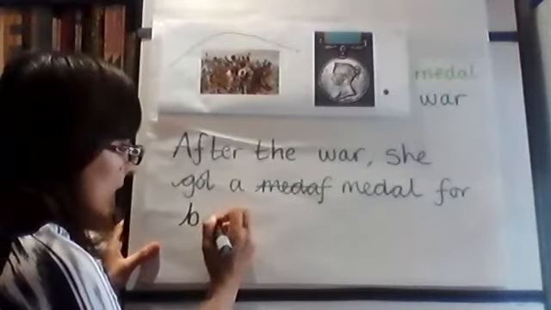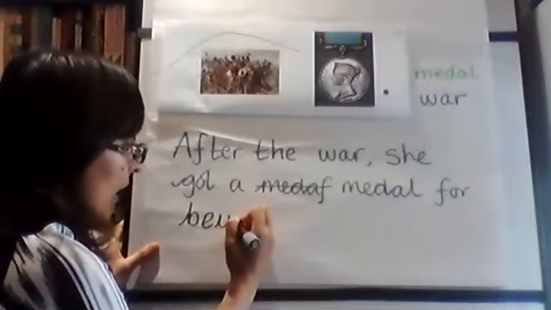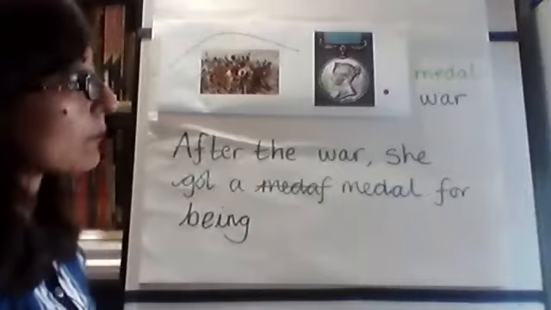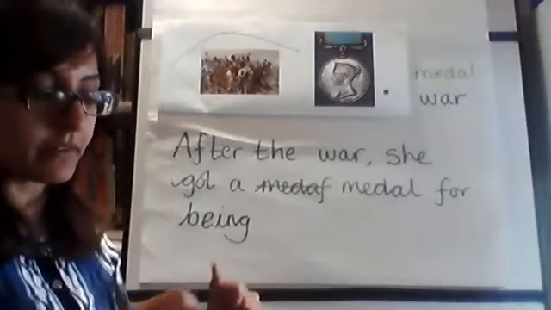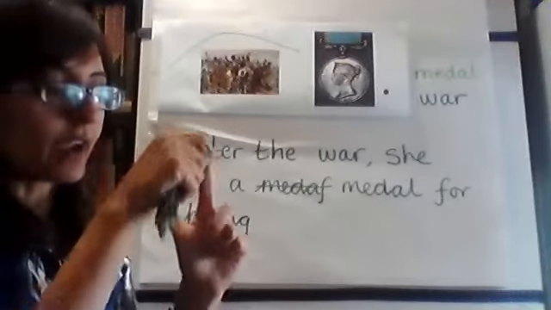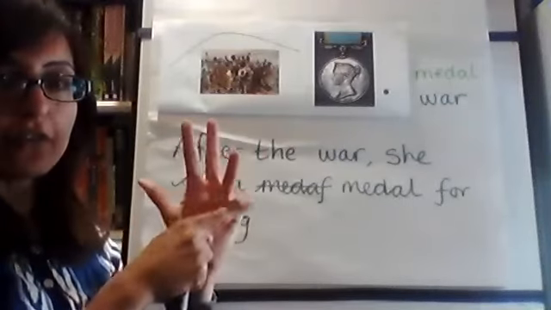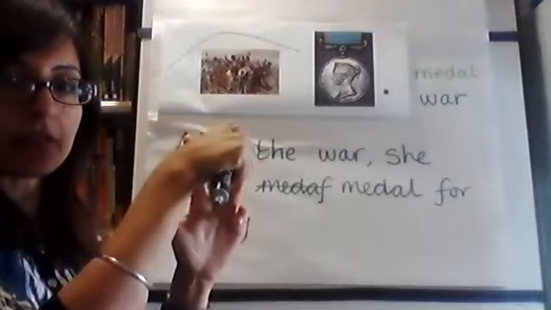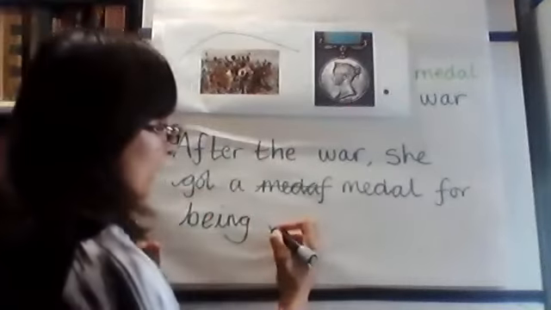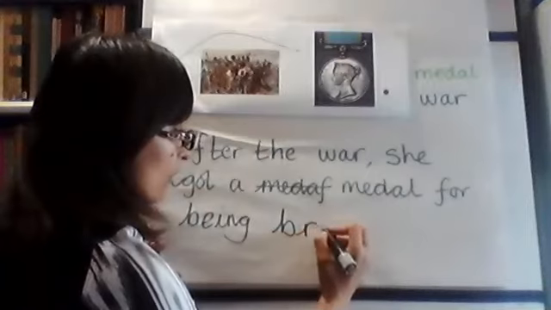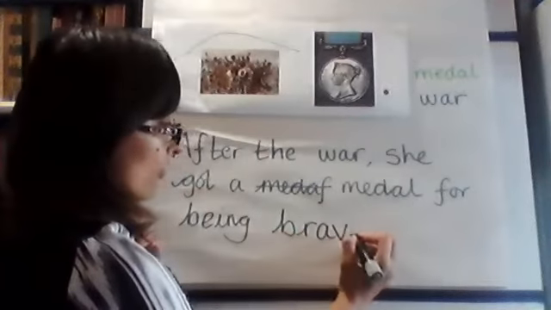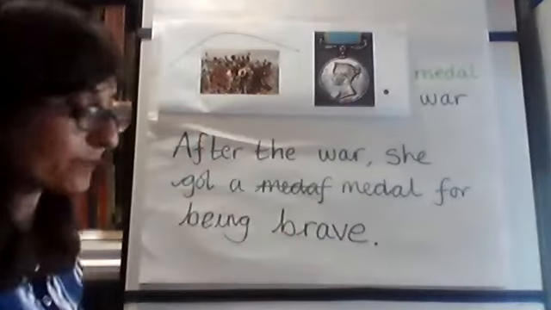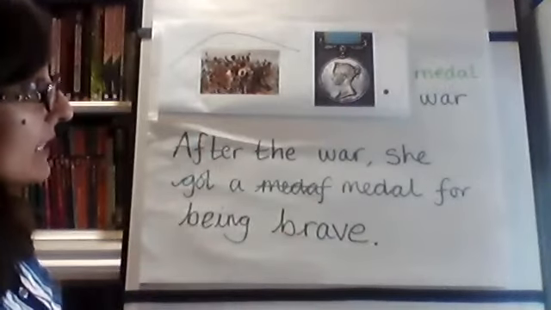B e i. Being brave. Now brave has also got a split a. Are we ready? B r a. Four sounds. Here we go. For being brave. B r a. Where's my friend? He's on the end, and my full stop, which is over there. Phew, this was a very tricky sentence.